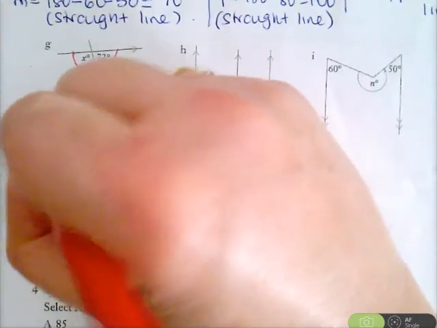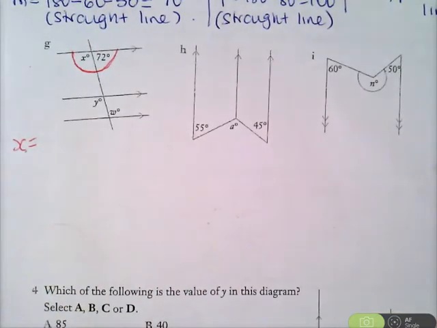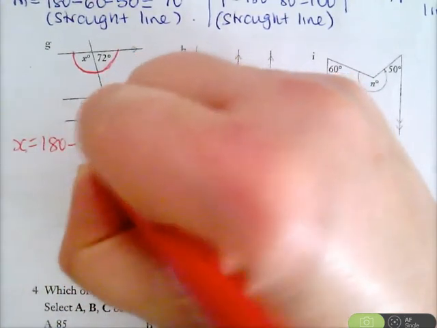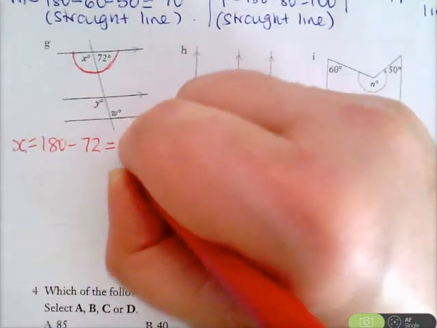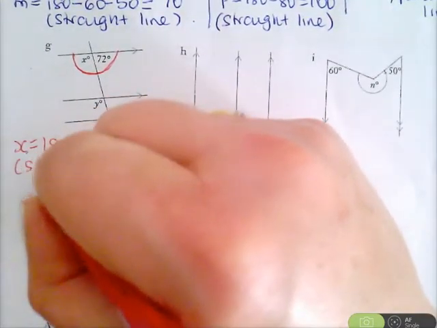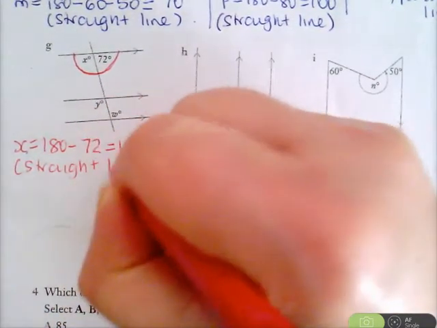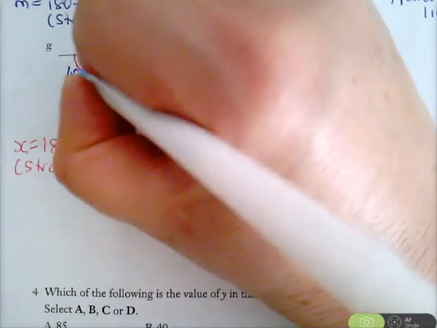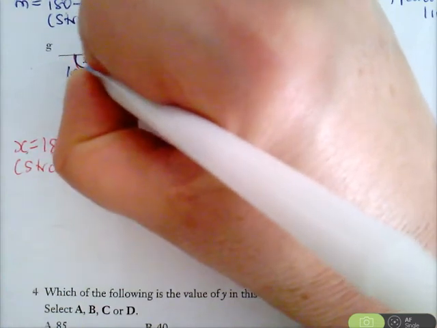So that X and 72 make up a straight line, which is 180 degrees. So X will be 180 minus 72. And if I work that out, I get 108 degrees. The reason I'm allowed to say that is that I've got a straight line. So I'm going to write that X here is 108 degrees because I just worked it out.